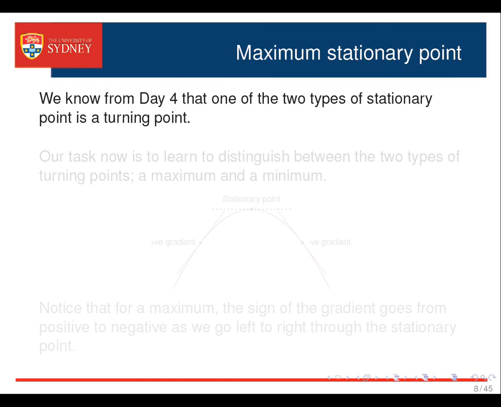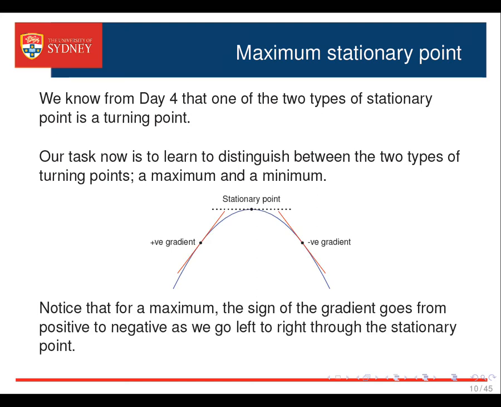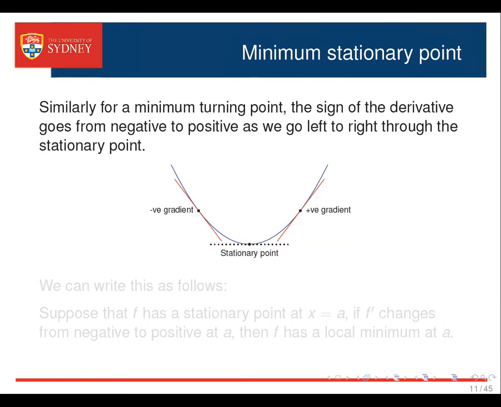Recall from Day 4 that one of the two types of stationary point is a turning point. Now we need to determine which type of turning point it is, a maximum or minimum. Notice that for a maximum turning point, the sign of the gradient goes from positive to negative as we go left to right through the stationary point. Similarly, for a minimum turning point, the sign of the derivative goes from negative to positive as we go left to right through the stationary point.